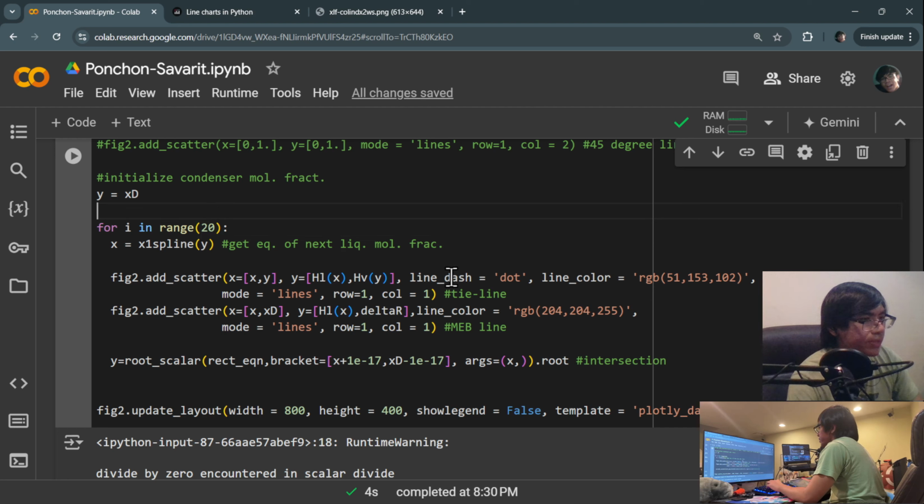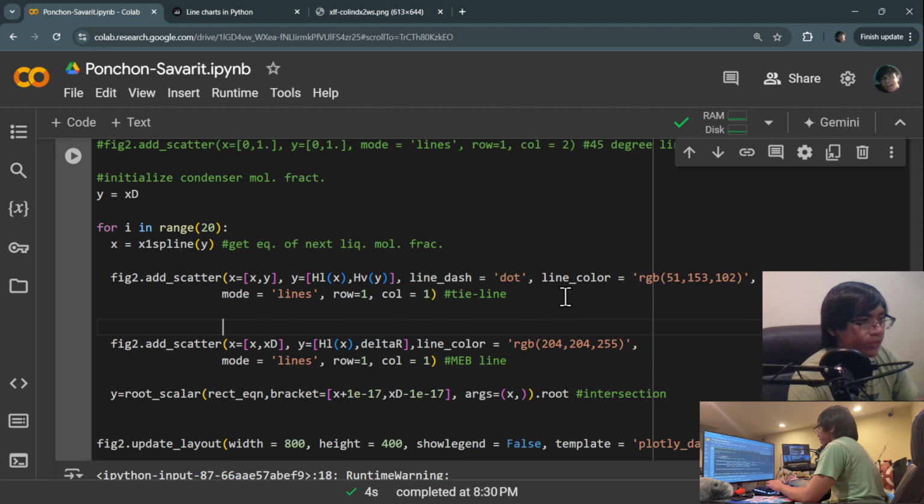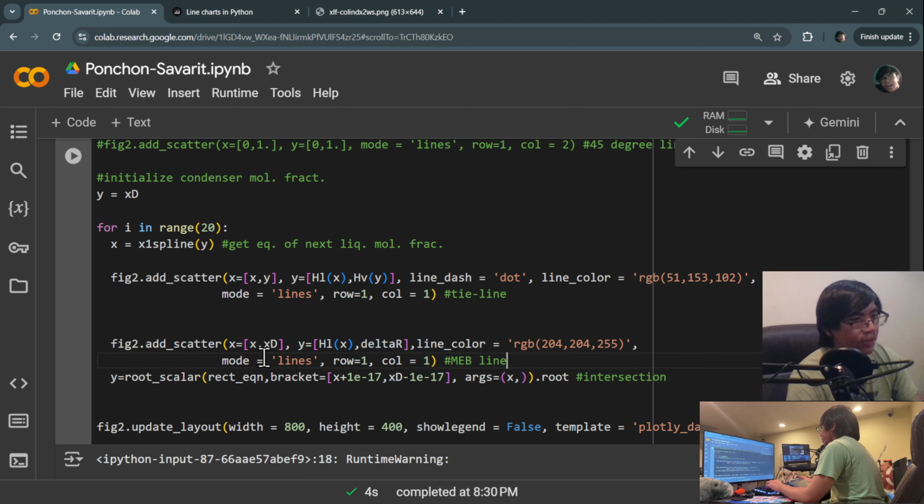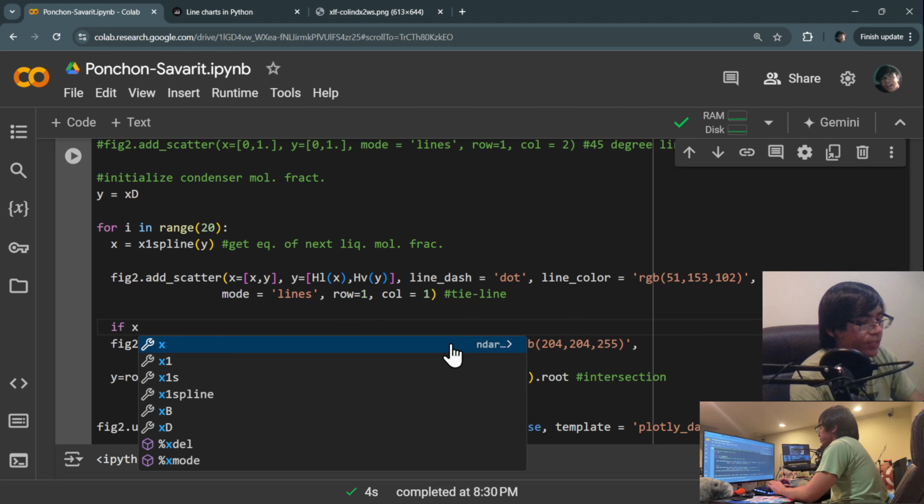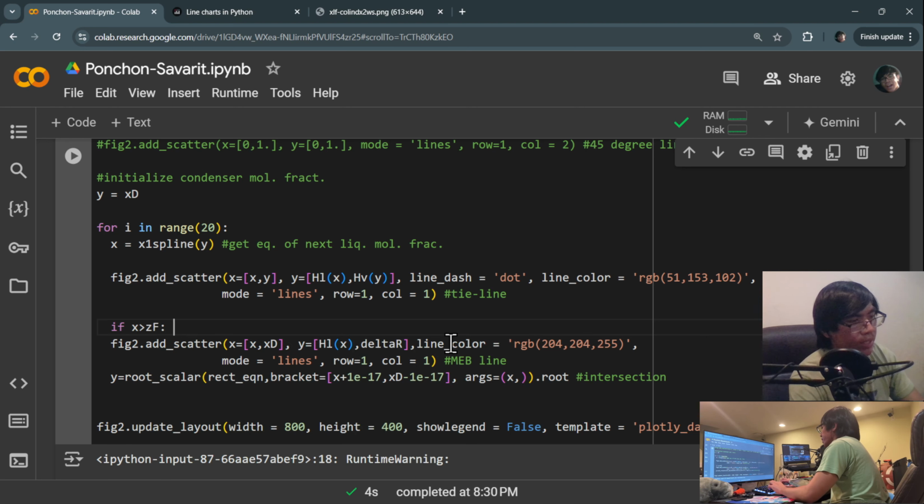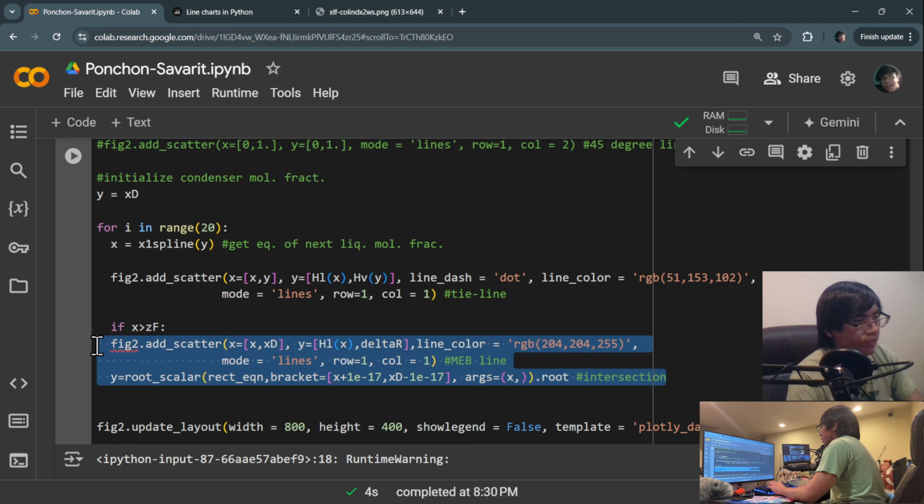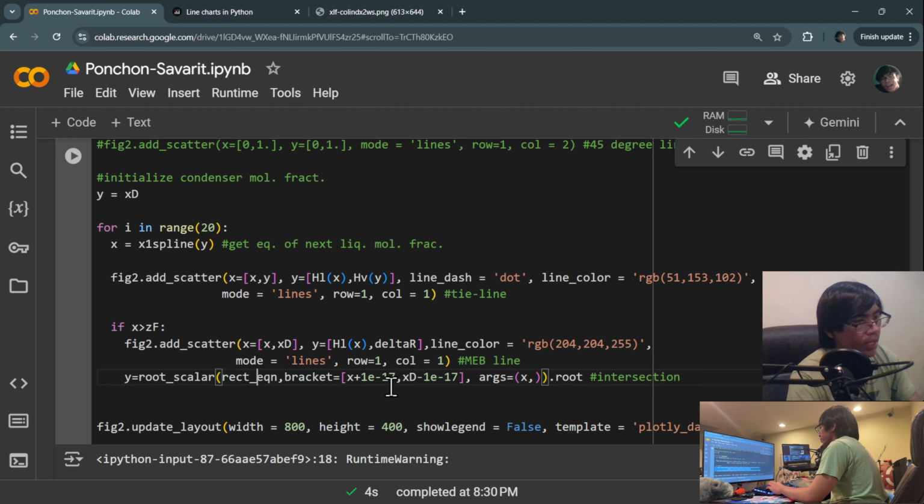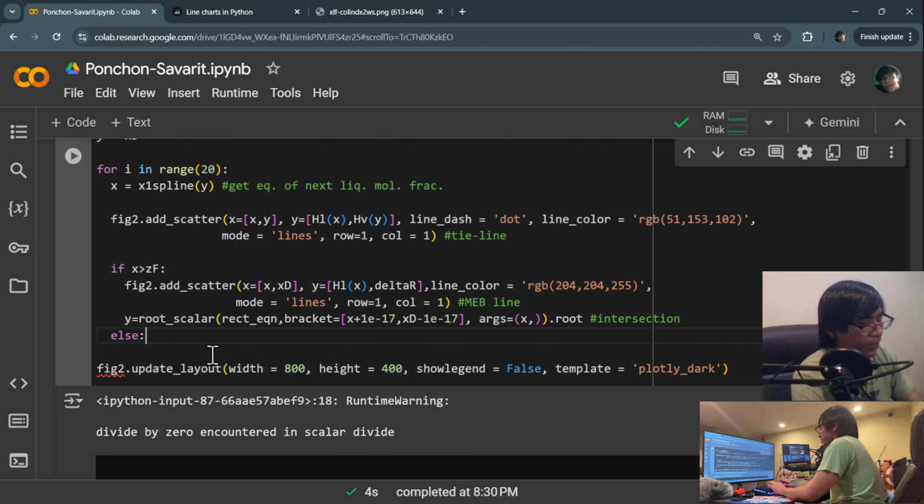In any case, it would be after our tie line, since we want to do tie lines for everything. It's just the equation we're using is different for our MEB line and our intersection. So we'll do something like if our liquid mole fraction is higher than our feed, then we want to use our rectifying, as we should. And then else, since there's only one other condition, we do our stripping. So I could say stripping.